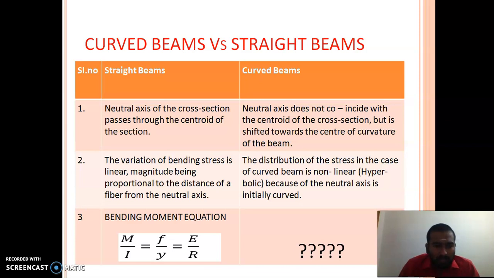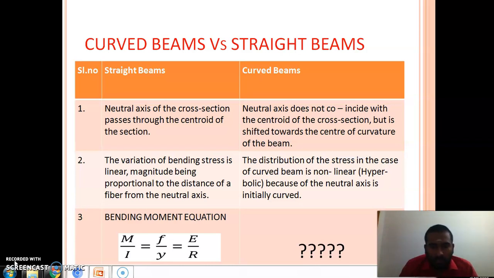Similarly, we know the bending equation for straight beams is M by I equal to f by y equal to E by R. So, for curved beams, what is that equation? What is the equation to calculate bending stress in a curved beam? We will see that.